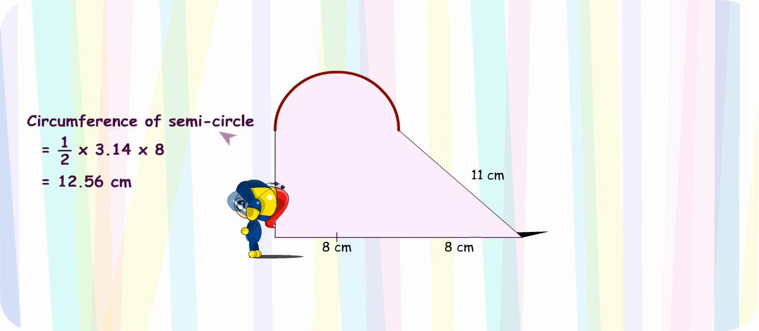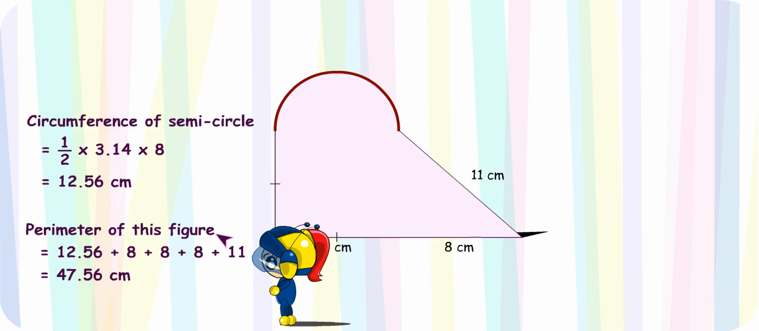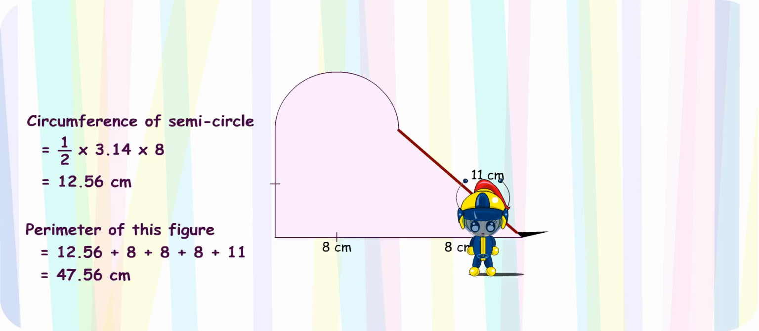Thus, the circumference of the semicircle is half times 3.14 times 8 centimeters, which is 12.56 centimeters. The perimeter of the figure equals 12.56 centimeters plus 8 centimeters plus 8 centimeters plus 8 centimeters plus 11 centimeters, and that is 47.56 centimeters. Okay, I know how to solve such problems now.